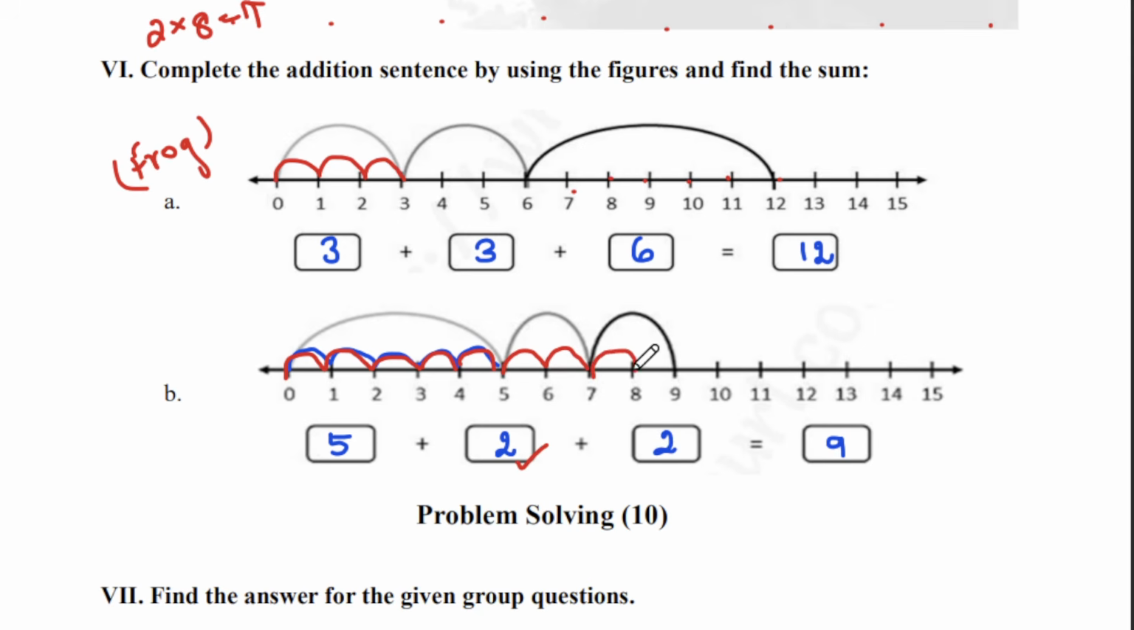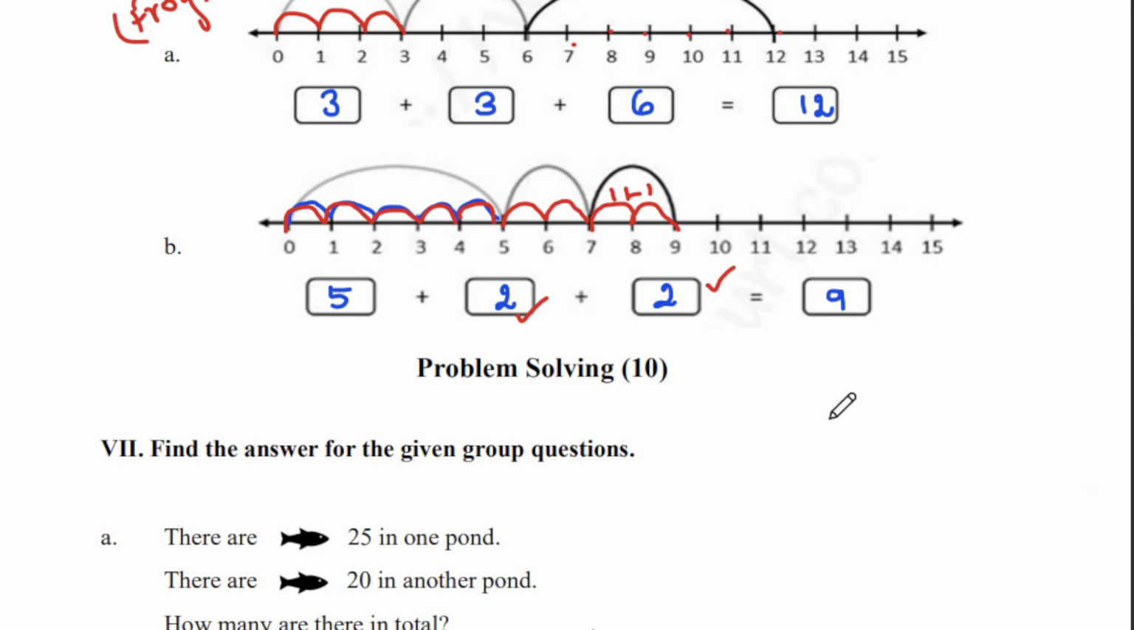Next again 7 to 8 is 1. 8 to 9 is another 1. So 1 plus 1 is 2. So 1 jump, 1 jump, 1 plus 1 is 2. So we have written 2 here. So 5 plus 2 is 7. 7 plus 2 is 9. Okay.